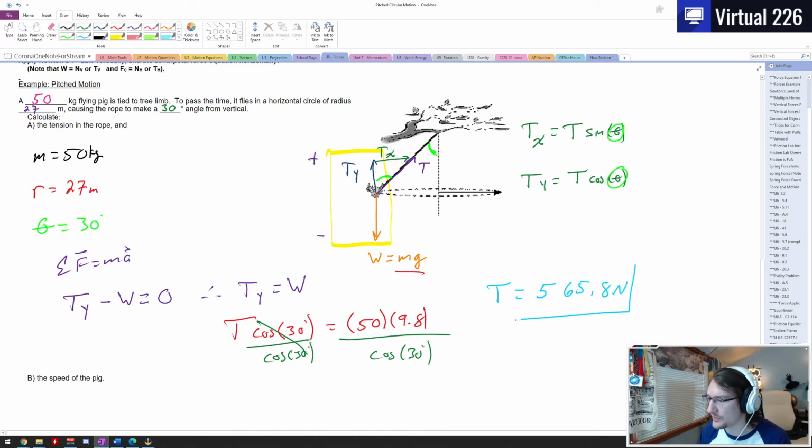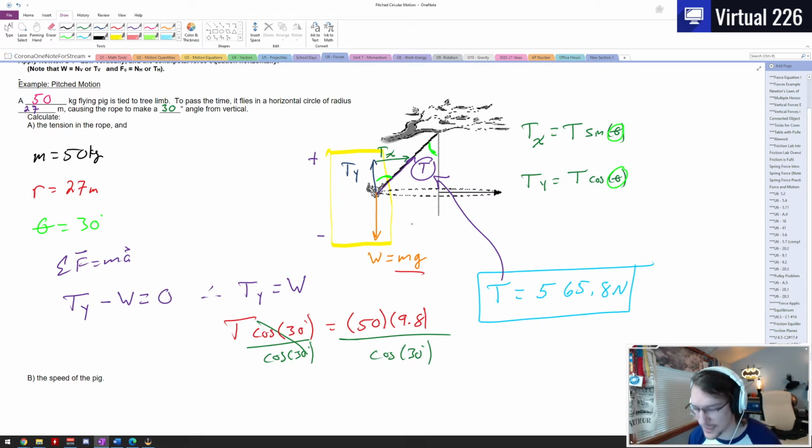565.8 newtons. And that is the tension in our line. So that is the actual tension right here that we have. Okay, so that's the amount of tension in the rope. And that makes sense because, if you imagine spinning this around, the tension's going to be more than just the weight of the pig. Okay, so 565.8 newtons is what we find right here.